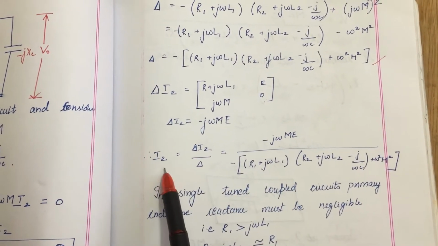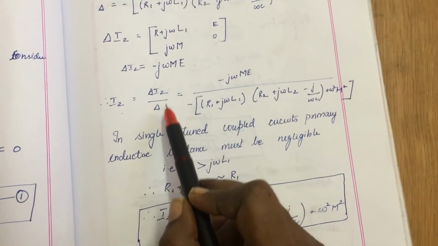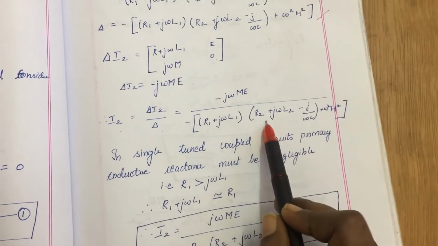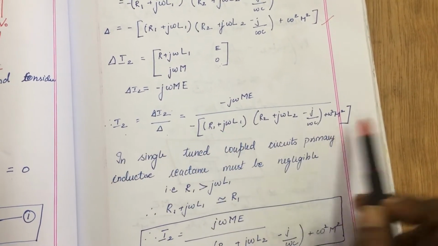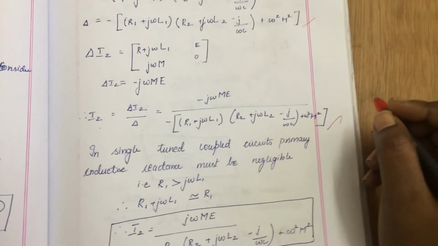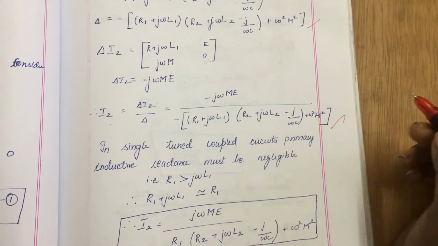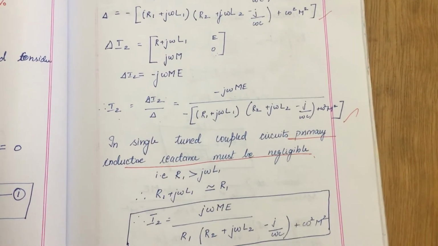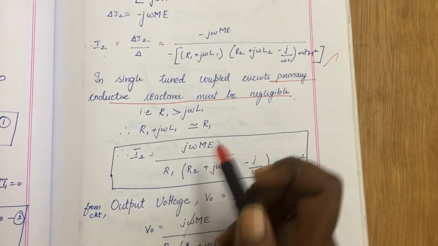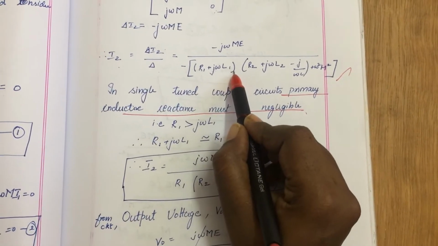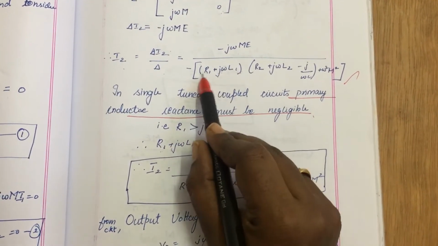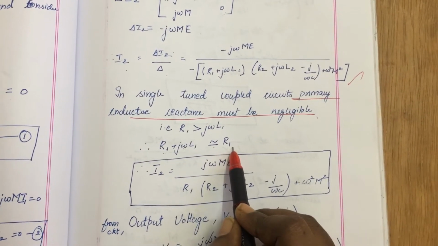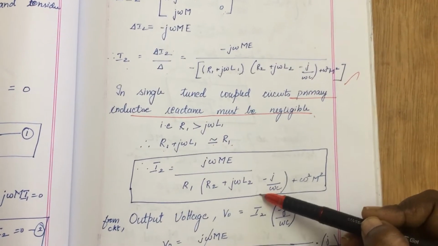So to find I2 by Cramer's rule, del I2 by del is equal to this term divided by your determinant value. I have got my del I2 value. But in a single tuned circuit, the primary inductive reactance must be negligible, in the sense that this value is negligible. So this entire term R plus j omega L1 will be approximately equal to R1. Therefore my equation becomes like this.